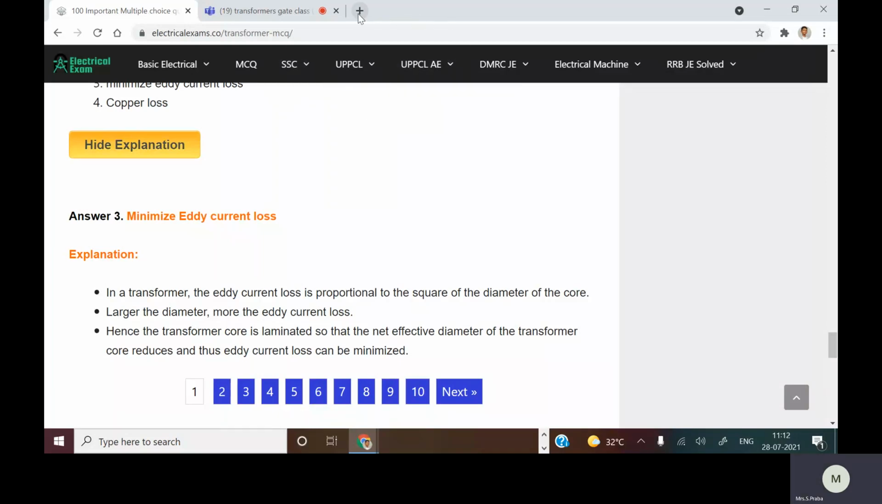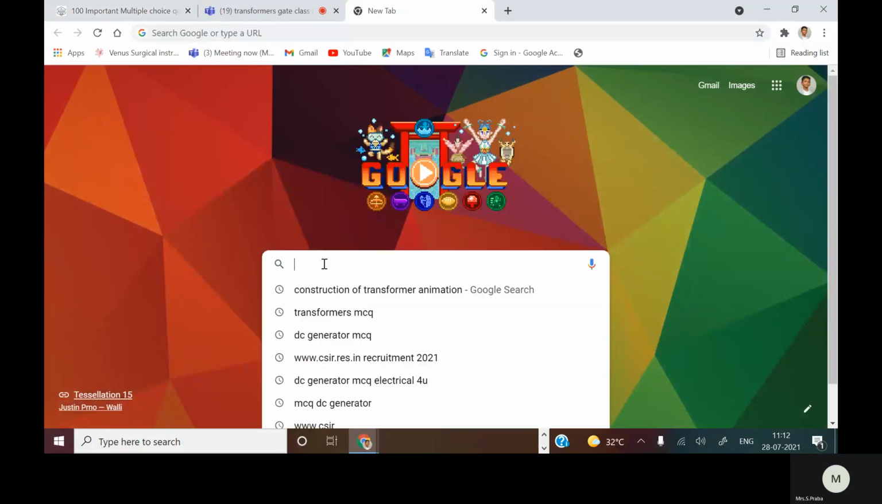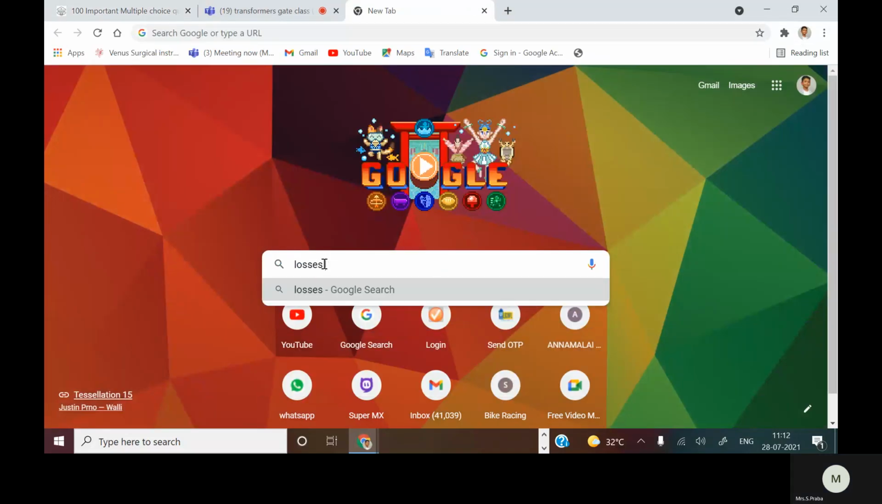I'll show you the losses in transformers now, so that you will get a better idea to answer the losses in transformer MCQs.